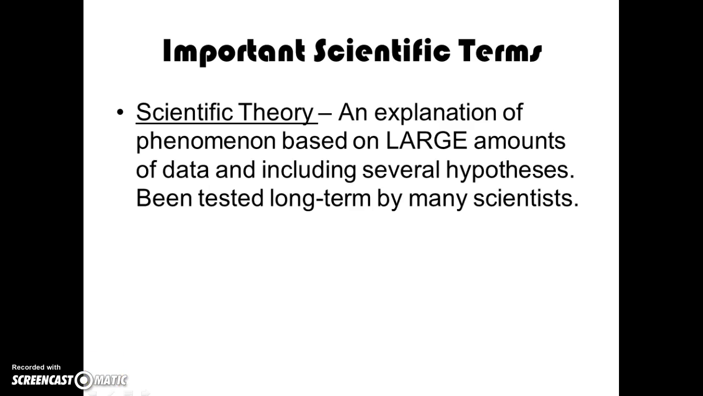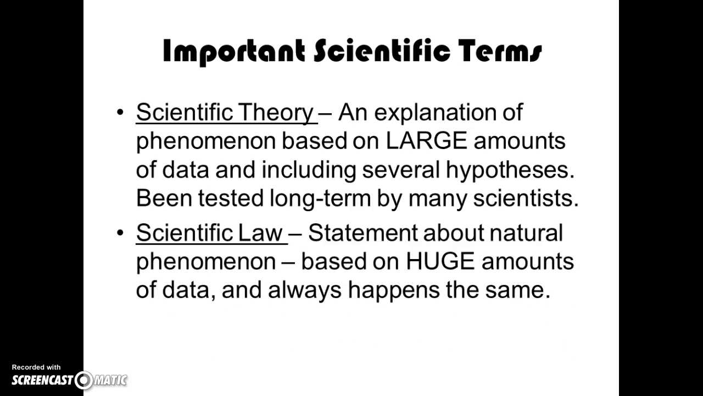Examples. The heliocentric theory is the theory that the Earth revolves around the sun. Cell theory is the theory that all living things are made up of cells. All these things are really generally accepted as true, and one that we're going to study is the theory of evolution. If new data comes about that could alter or tweak the theory, it can be altered and changed.